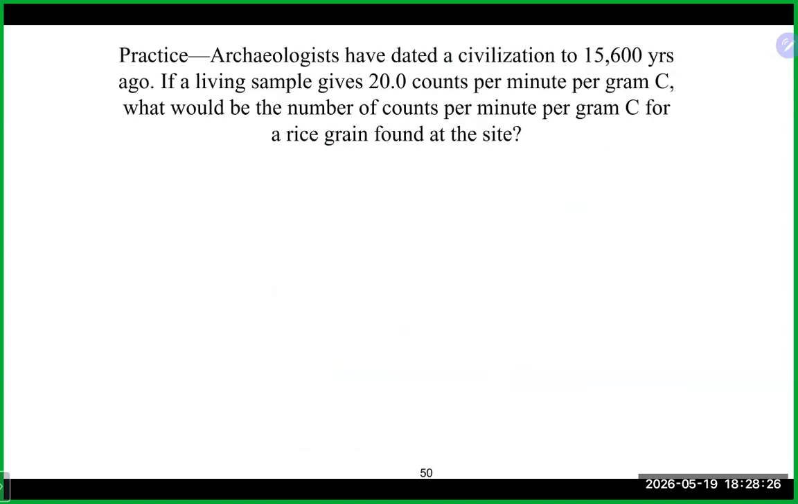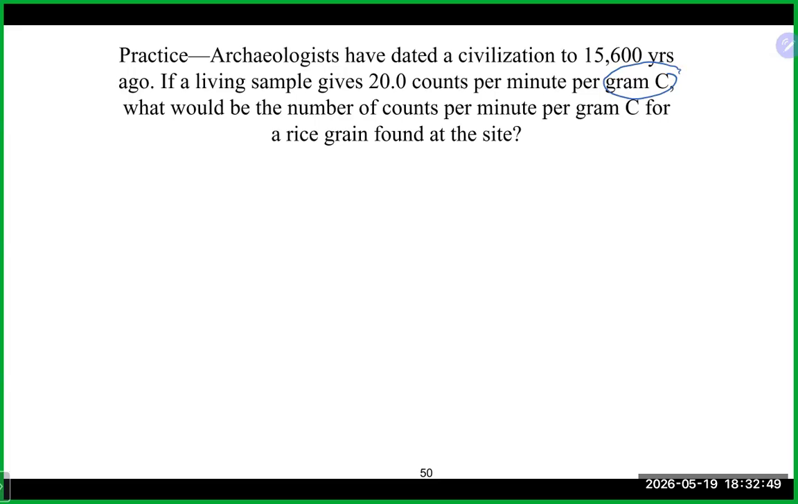All right. So we have they dated in civilization to 15,600 years ago. If a living sample gives 20 counts per minute per gram of carbon, what is the number of counts per minute per gram of carbon for a grain of rice that they found at this site? So once again, the key here is grams of carbon, basically the same half-life as we used in the previous one here. Again, that's another sort of unit of radioactive decay, counts per minute per gram of carbon. So why don't you give it?